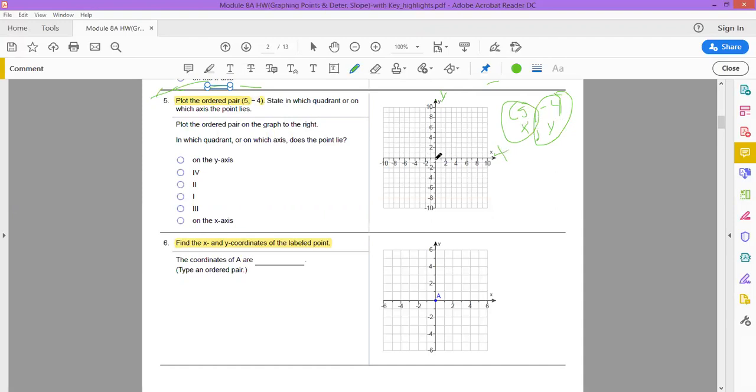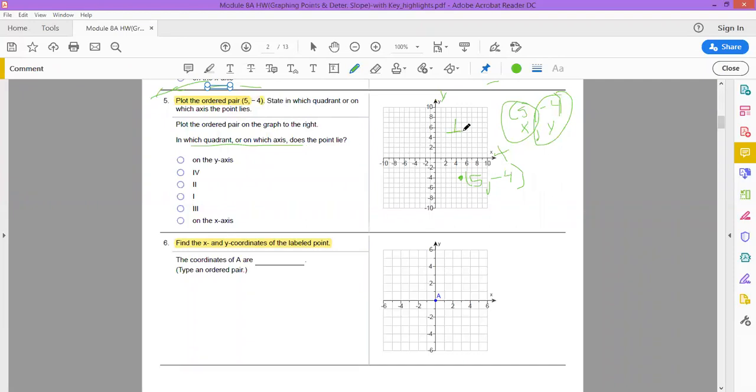On the x-axis, I'm going to count over to 5. 1, 2, 3, 4, 5. And then to get to -4 on the y-axis, we move down from this point 4 spaces. 1, 2, 3, 4. So at this point, 5 and -4, these two lines intersect. This would be the ordered pair (5, -4). The second part of the question says, which quadrant or axis does the point lie on?